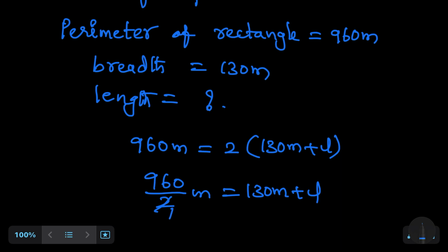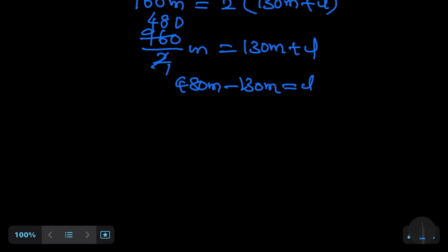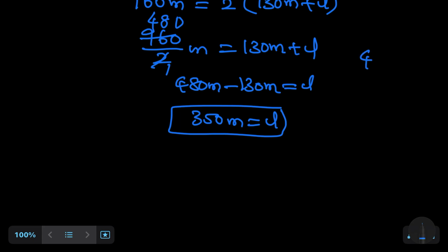2 ones are 2, 2 fours are 8, 2 eights are 16, 0. 480 meters minus 130 meters equal to length. So that is 350 meters equal to length. Length of the rectangle is 350. Write 480 meters minus 130: 0, 0, 8 minus 3 is 5, 4 minus 1 is 3. So 350 meters is the length.